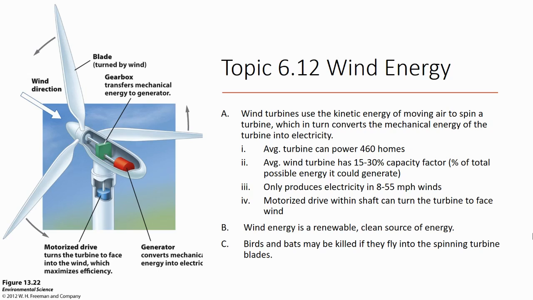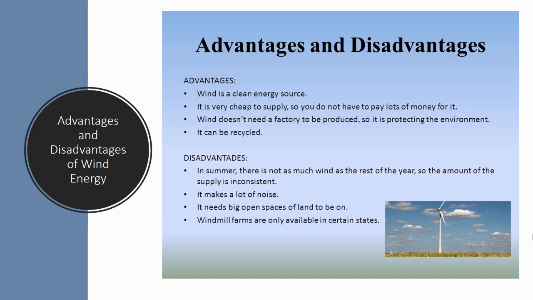But it's only going to produce electricity in a range of about 8 to 55 mile an hour winds. That motorized drive within the shaft can then turn the turbine to face wind. We know wind energy is a renewable as well as a clean source of energy. One of the cons to it that people may not always think about is lots of migrating species such as birds or bats can potentially be killed off if they fly into the spinning blades.